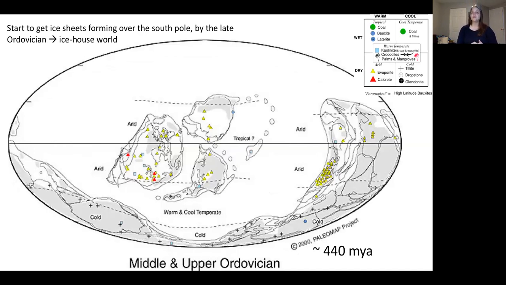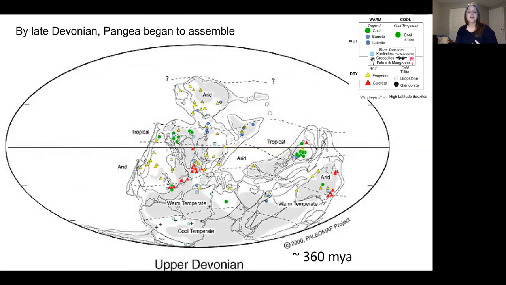We start to get ice sheets forming over the South Pole about 440 million years ago, so towards the end of the Ordovician. And again, if you go back to that icehouse, hothouse slide, you'll see that we had that really cold snap, so to speak. We went really cold really quickly towards the end of the Ordovician. By the end of the Devonian, we start to see Pangaea, which is that major continent, getting together. So that's about 360 million years ago.